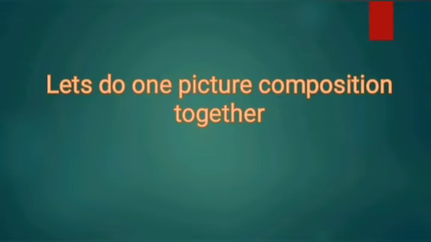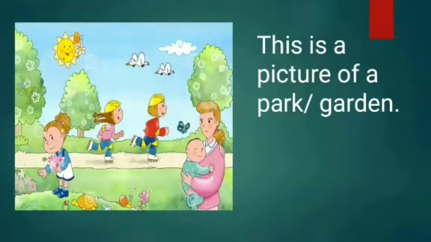Okay students, it's your activity time. We are going to do one picture composition together. So let's begin. First rule was to look. So when we look at this picture, what do you observe? I observe that this is a picture of a park, or you can write garden, any one word. So the first sentence will be, this is a picture of a park or a garden.